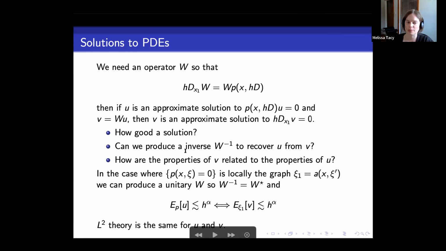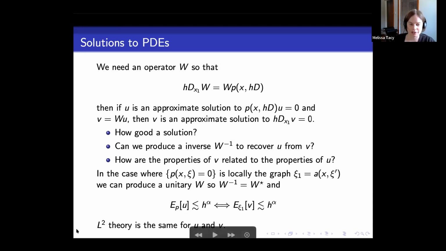Then I obviously want to know about producing an inverse w to recover u from v, because the whole process really needs that. Then finally, how are the properties of v related to the properties of u? So I might solve for v, get a very nice expression for it. How do I pull that across to get some information about u?